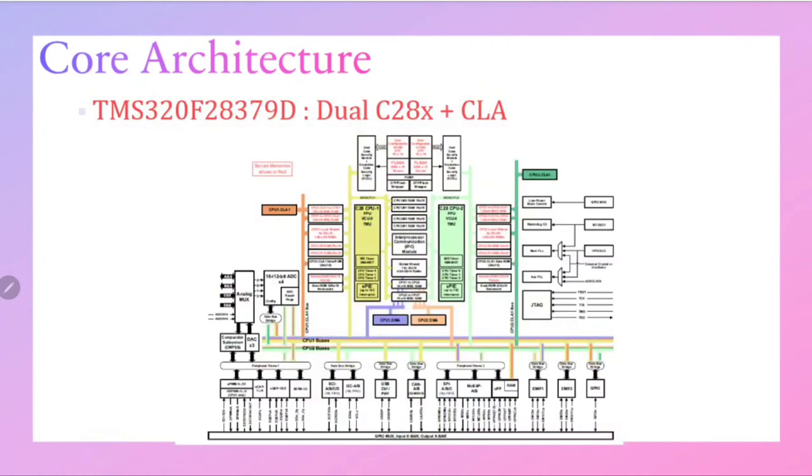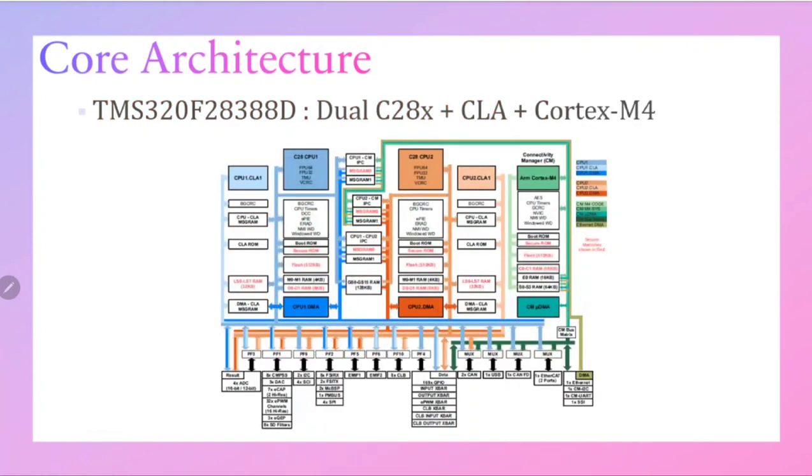Whereas the F28379D is a dual core microcontroller with CLA controller accelerator support. It has two CPUs, CPU1 and CPU2. It has separate buses for CPU1 and CPU2 and a common bus that is connected to CPU1 and CPU2.